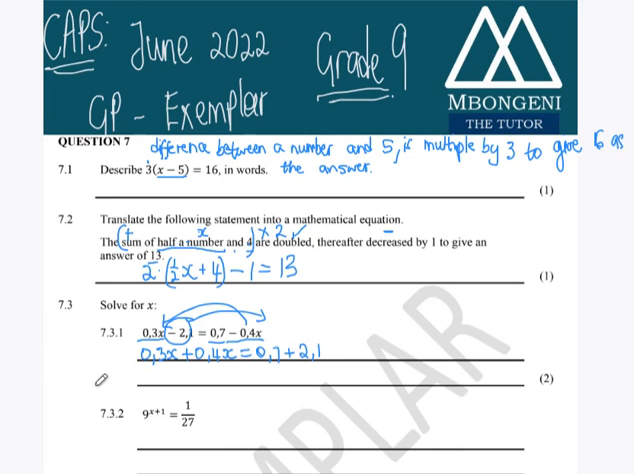Okay. And then 0.3 plus 0.4 is 0.7x. 0.7 plus 2.1 is 2.8. Now let's divide by 0.7 on both sides. 0.7x over 0.7 equals 2.8 over 0.7. This will cancel out, and then we have x equals 4. Alright, so this is that now.